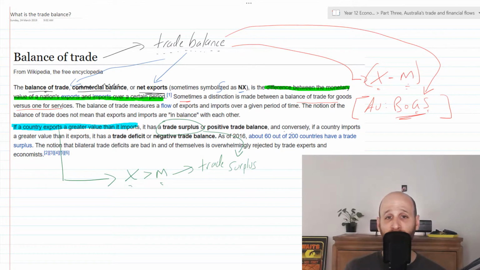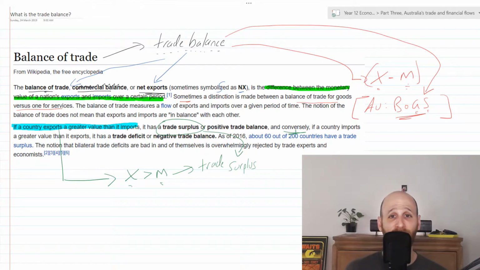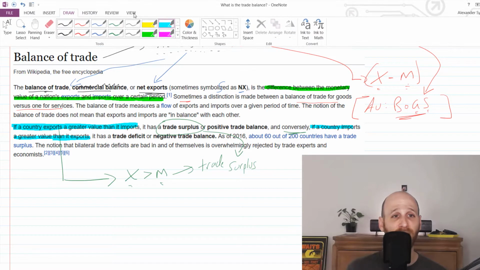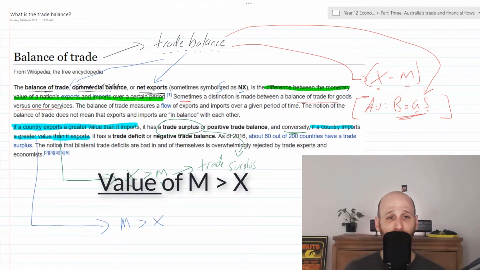And conversely, it just means the opposite. Let's get the blue highlighter again. It says if a country imports a greater value than it exports. So let's do the flip situation and let's do this in blue. So we go here and we're like, okay, so if a country imports greater than it exports, okay, that is a trade deficit or a negative trade balance.